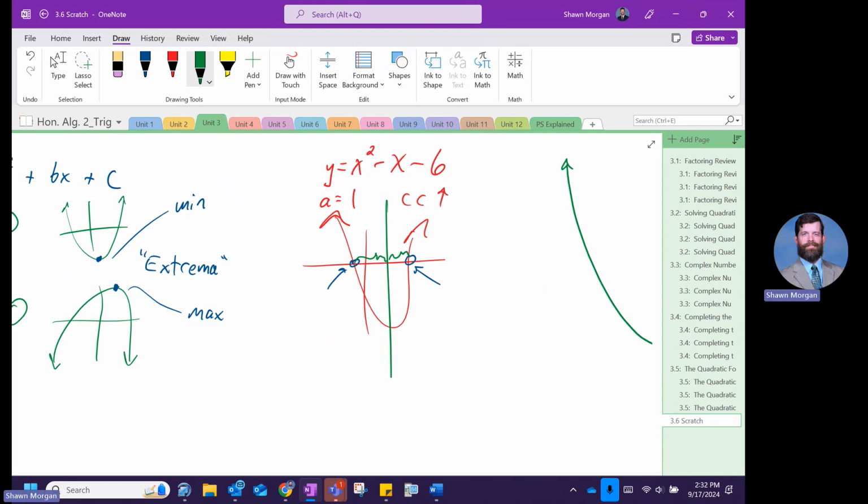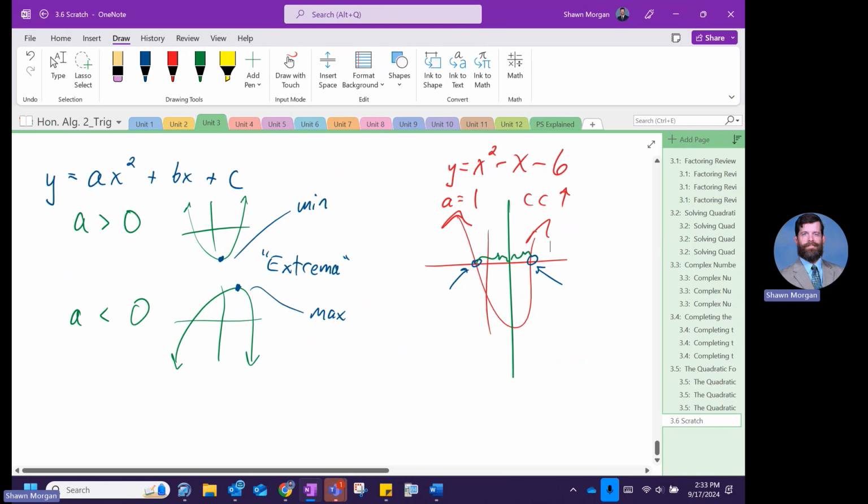Excellent, Grant. Anytime we know x, we can find the corresponding y value by plugging it in. Okay. Now, Chase said something interesting a minute ago. What do we call these values again, these x-intercepts? We call them roots, zeros, solutions. Now, suppose that instead of y equals, this is 0 equals.